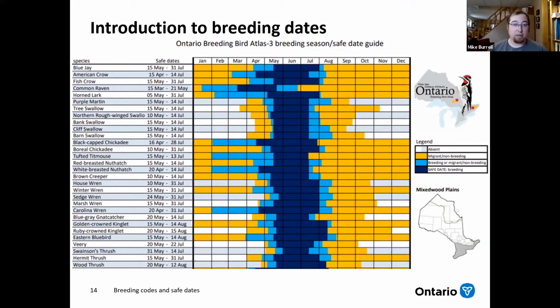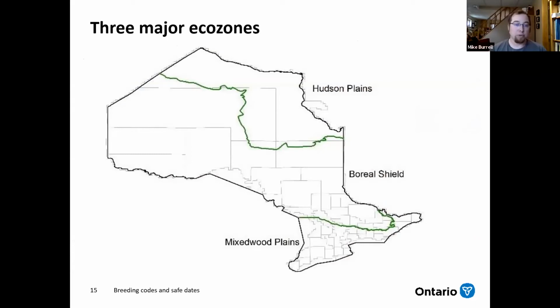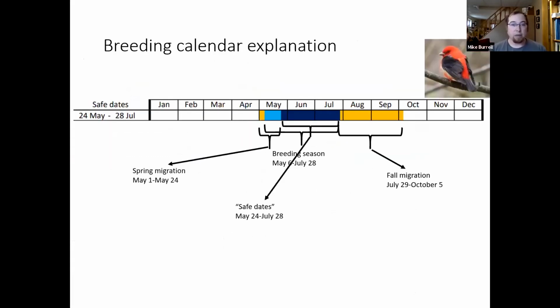Now, the important thing to pay attention to, though, is that little map in the bottom right of these charts, which shows the part of the province that the particular chart you're looking at refers to. So these are broken down into 3 major ecozones in the province. There's one for the Mixedwood Plains in southern Ontario, one for the Boreal Shield through central and a little bit of northern Ontario, and then the Hudson Plains have their own breeding calendar.